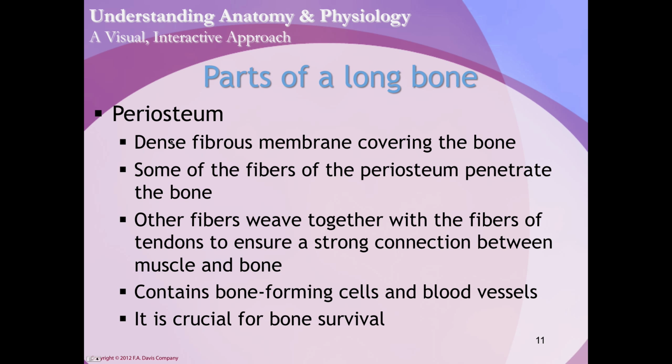So the periosteum, this is dense fibrous membrane and it covers the bone. Some of the fibers of the periosteum will penetrate the bone. Other fibers weave together with the fibers of tendons to ensure a strong connection between muscle and bone. We talked about that. And then these also contain bone-forming cells and blood vessels, and it's crucial for bone survival.